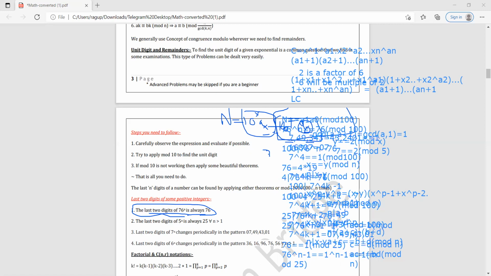36, 16, 19. So try this question and comment down below.